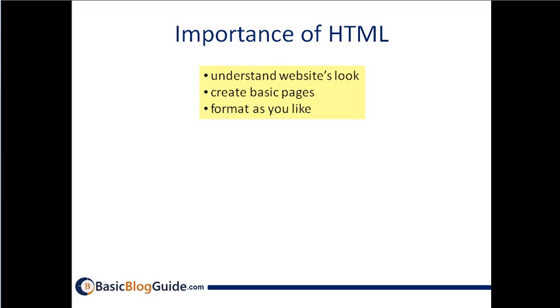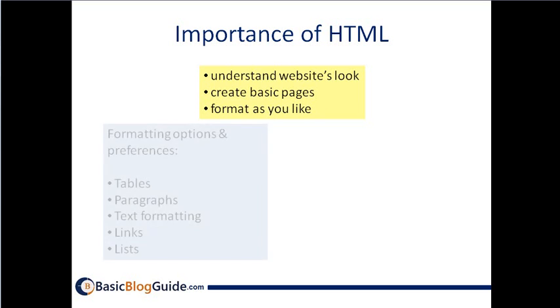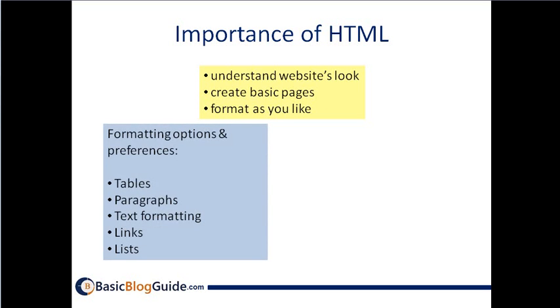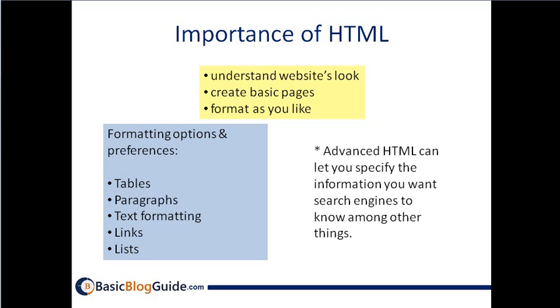HTML can help you achieve a number of different formatting preferences and options, such as tables, paragraphs, text formatting, links, and lists. These are just examples of what you can do with basic knowledge. You can do a lot more when you acquire advanced skills. For example, advanced HTML can let you specify your desired web page descriptions and information that you want major search engines to know.